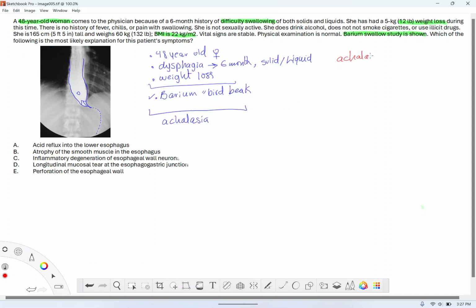So what is achalasia? Let's talk about it. Achalasia is chronic inflammatory degeneration of the myenteric plexus of the esophagus. The myenteric plexus is the nervous system within the esophagus, or the entire GI tract. This leads to two things. Number one, defective or deficient peristalsis.